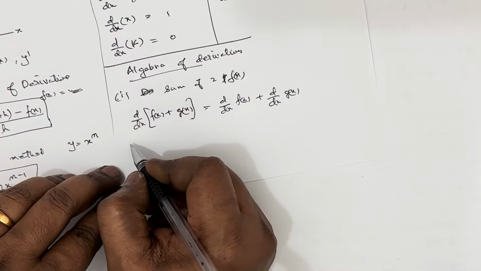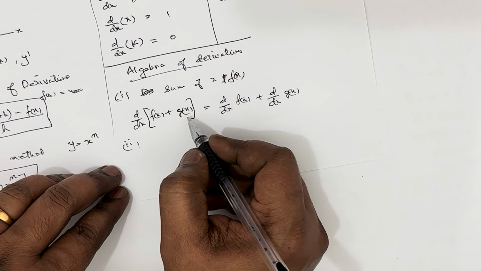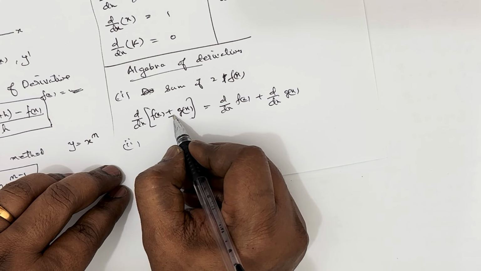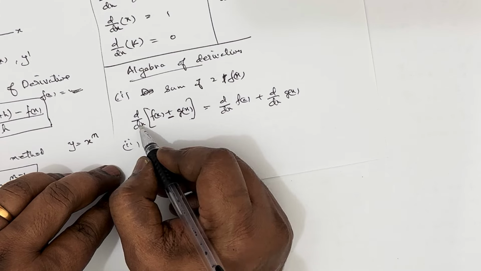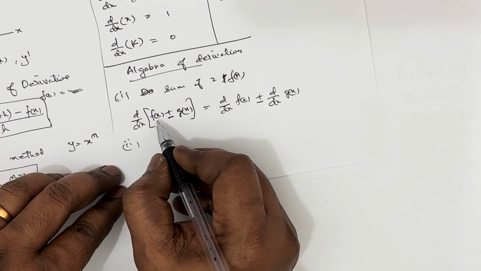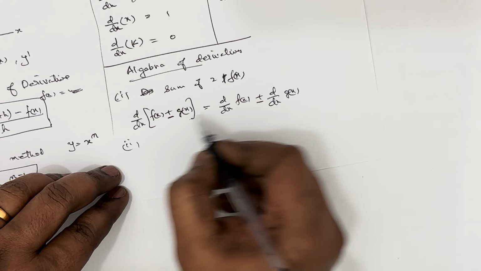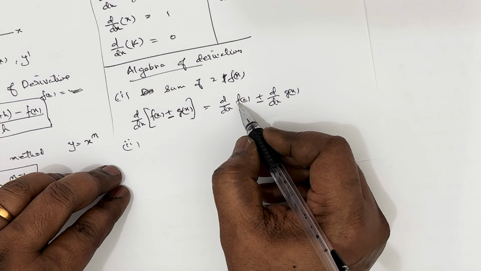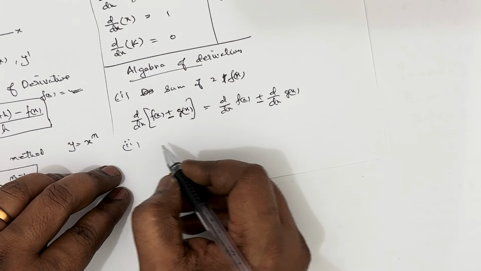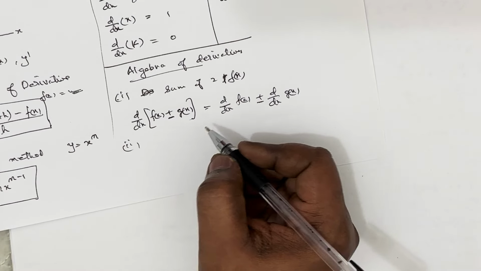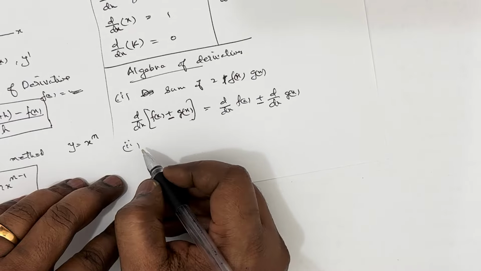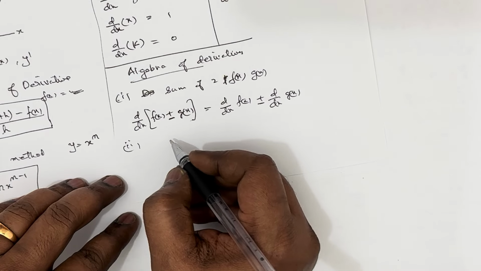Next you have the difference. Same thing, if two functions are subtracted, then d by dx of f of x minus g of x, whole derivative, can be split into d by dx of f of x minus d by dx of g of x. That is the difference of two functions f of x and g of x. Not only two functions, even for more than two, we can split it this way.